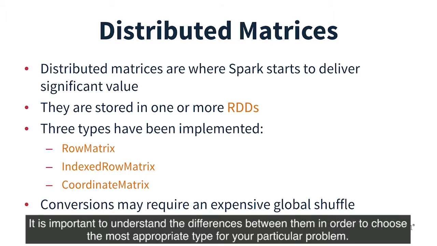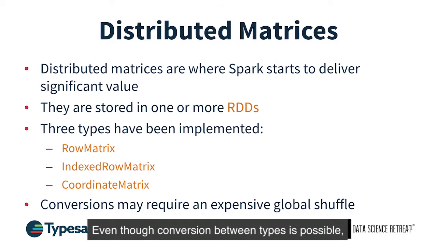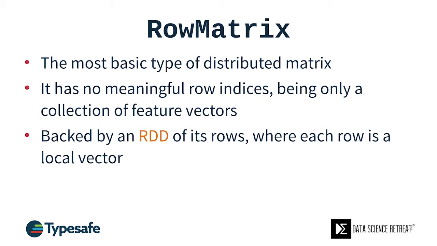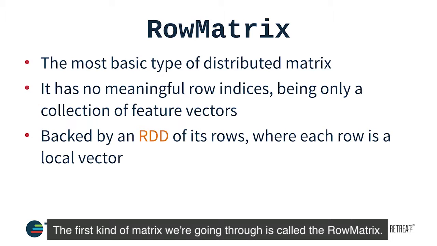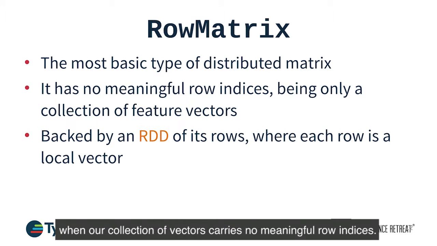It is important to understand the differences between them in order to choose the most appropriate type for your particular problem. Even though the conversion between types is possible, this may require an expensive global shuffle across nodes. The first kind of matrix we're going through is called the row matrix. We use this kind of a matrix when our collection of vectors carries no meaningful row indices.